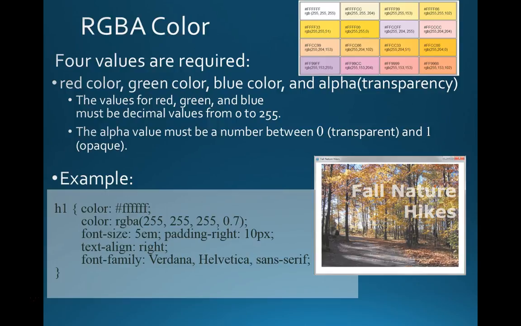RGBA, we have all three RGB colors, red, green, and blue, and then our alpha, which is the same concept, right, 0 and 1.